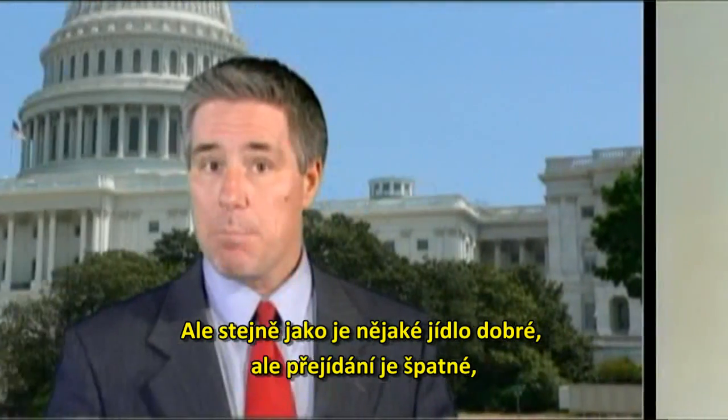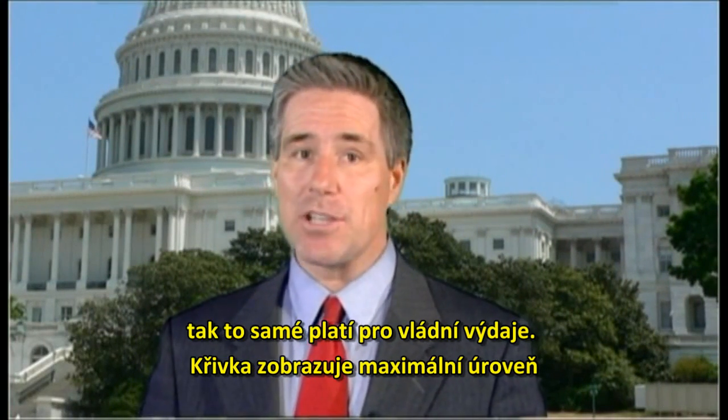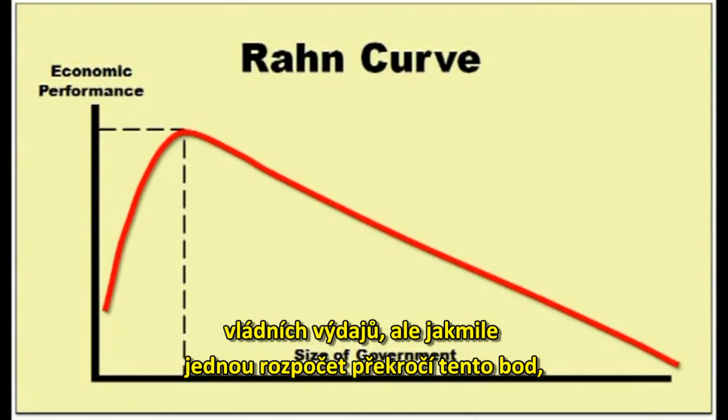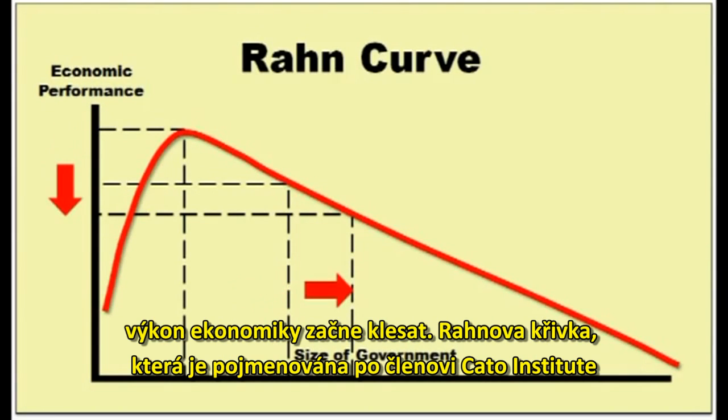But just like some food is good but overeating is bad, the same thing is true for government spending. The Rahn curve shows that there is a growth maximizing level of government spending, but once the budget exceeds that point, economic performance begins to slip.